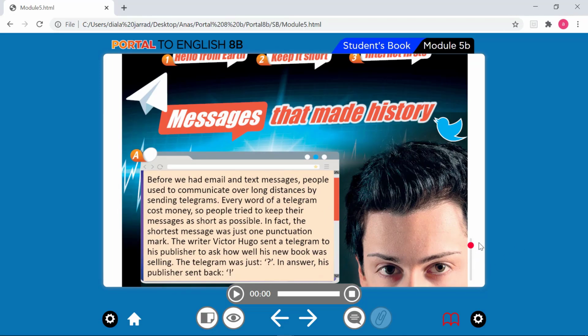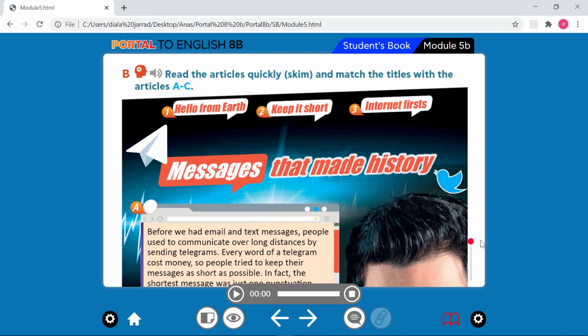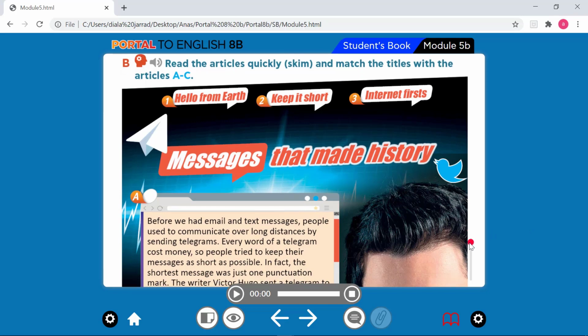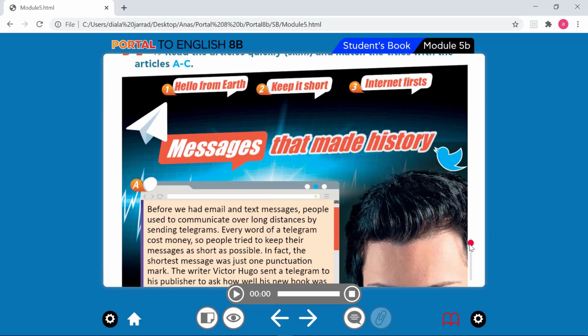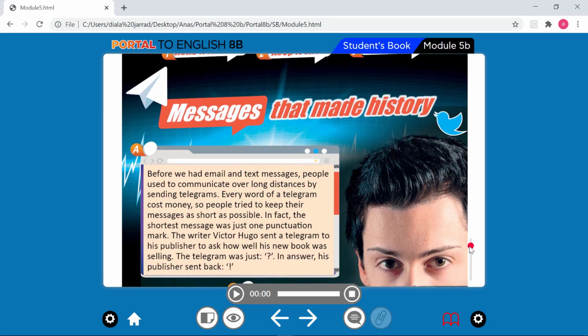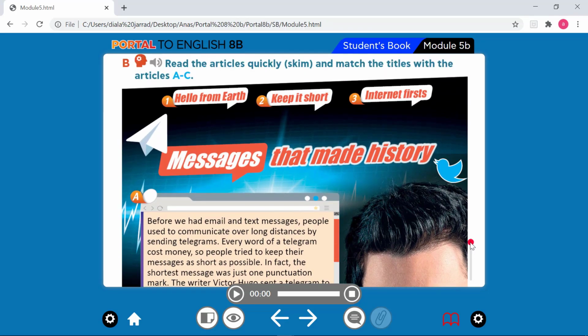Okay, so let's now try to write the suitable title for each article. The first one, before we had an email, we had Telegram, and they talked about trying to have a brief message. They tried to send short messages, and of course, keep it short, brief, keep it short messages.